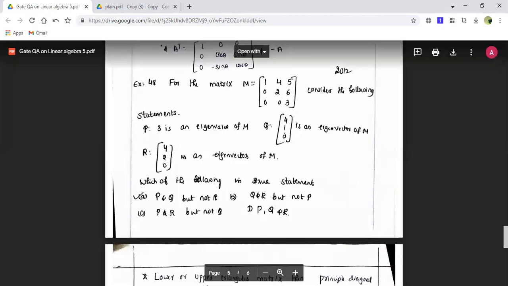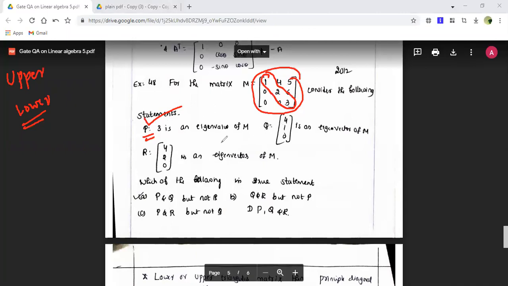So first thing, guys, this is actually an upper triangular matrix, and in case of upper triangular or lower triangular matrices, finding the eigenvalues is very easy. If it is upper triangular or lower triangular, the eigenvalues are the values on the principal diagonal. So here the principal diagonal elements are 1, 2 and 3. That means 1 is an eigenvalue, 2 is an eigenvalue, and 3 is an eigenvalue. So clearly the first statement, 3 is an eigenvalue of M, is a true statement. Okay, so now we have to check between Q and R.